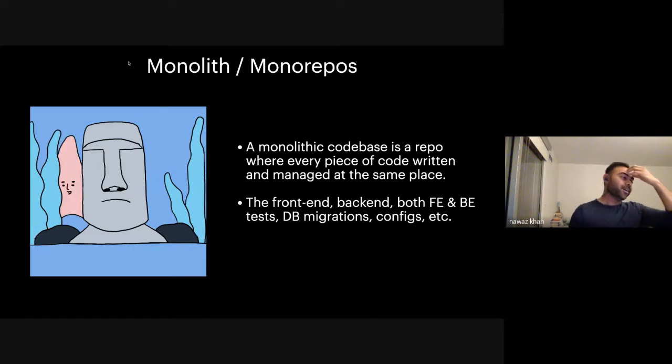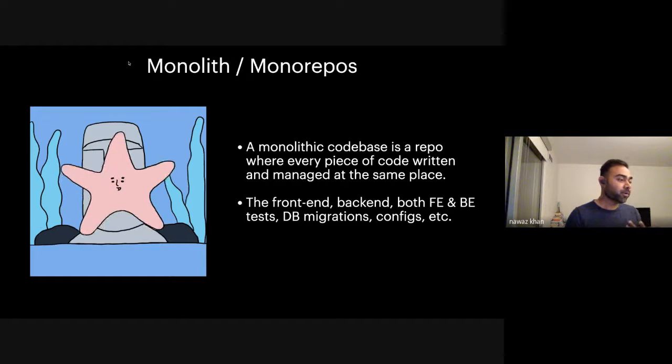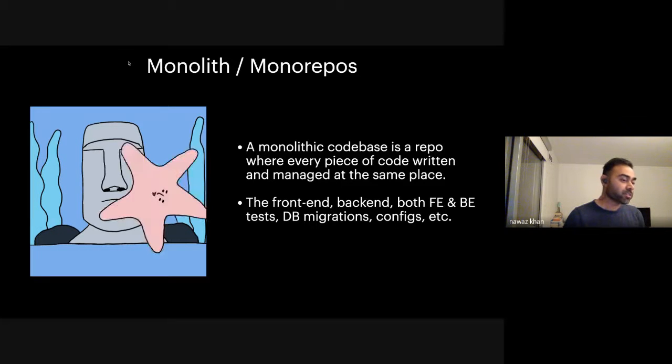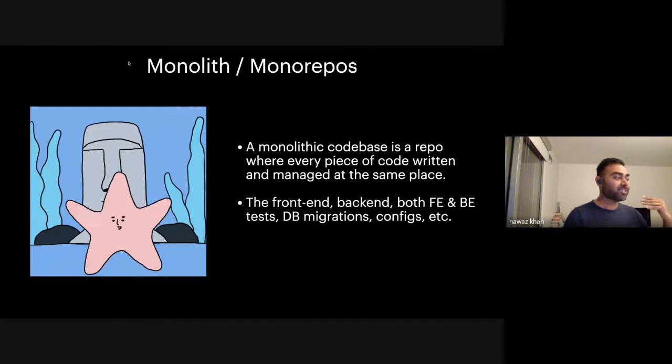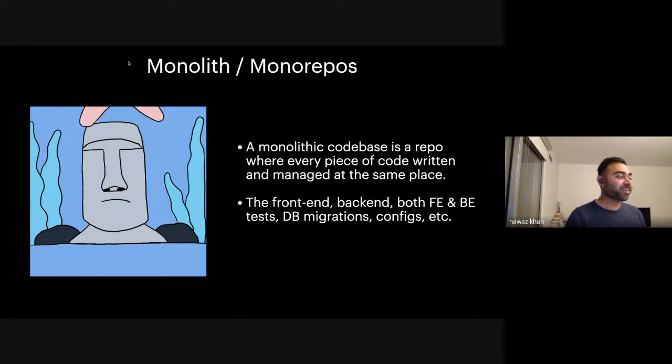And what is a monolith? A monolith is interchangeable with monorepos. A monolithic code base is basically a repository where every piece of code is written and managed. And like I said, the UI, the backend, the DB migrations, the configurations, everything is maintained in one place. It's like this giant piece of stone here. It looks very, very harmless, but as time goes on, we will find more issues.